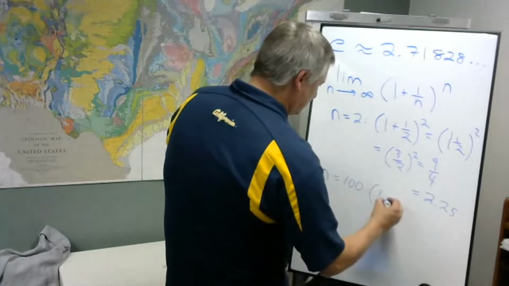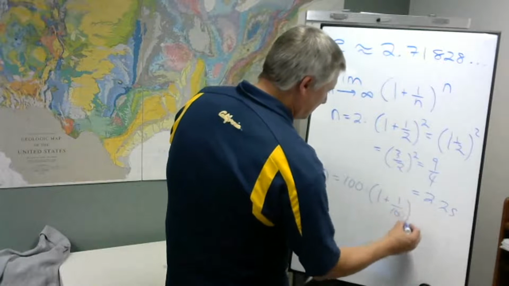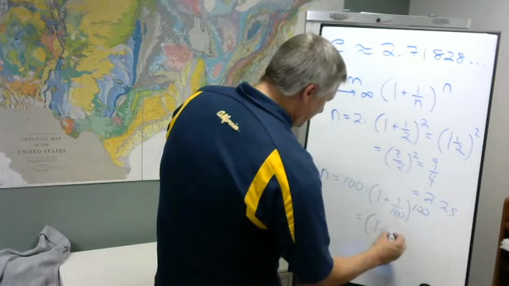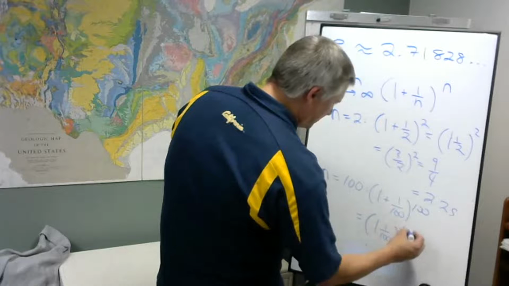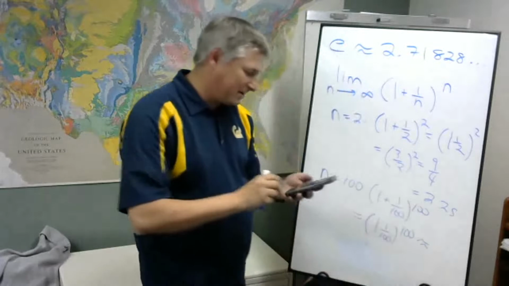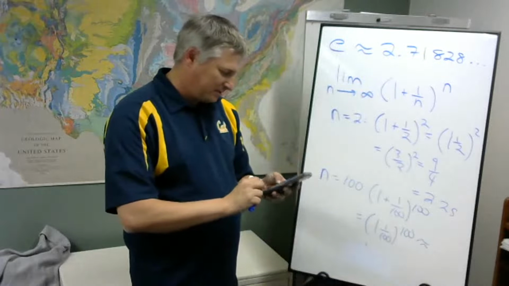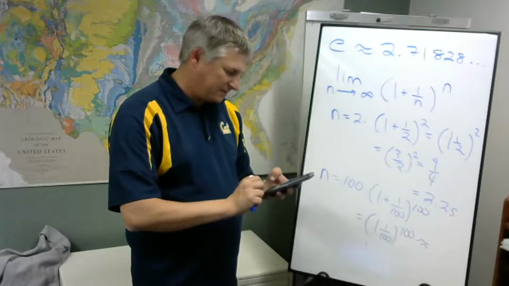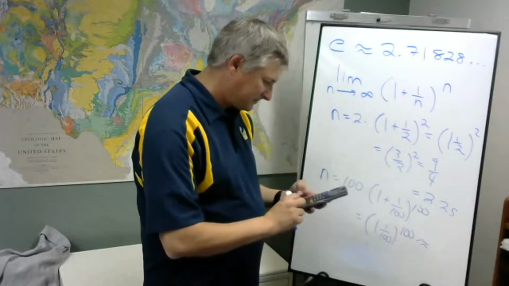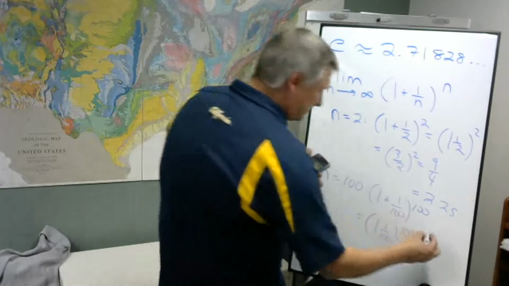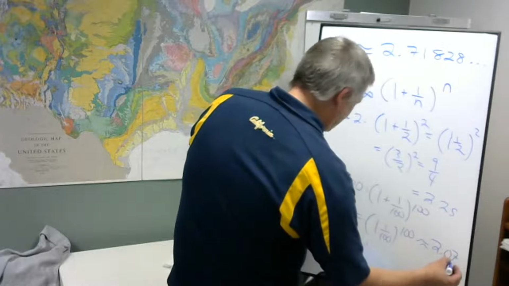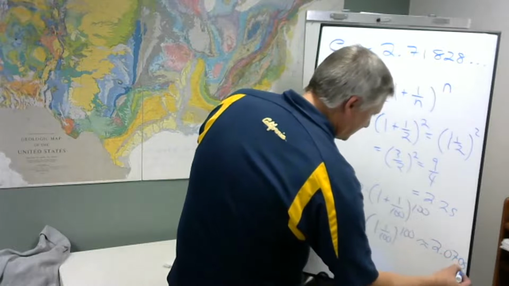we get (1 + 1/100)^100, which is 1 100th to the 100. Let's see what that turns out to be. Use my calculator. 1 plus 1 divided by 100 is that. And then give this an exponent of 100. It's approximately 2.70, and round it to 5.